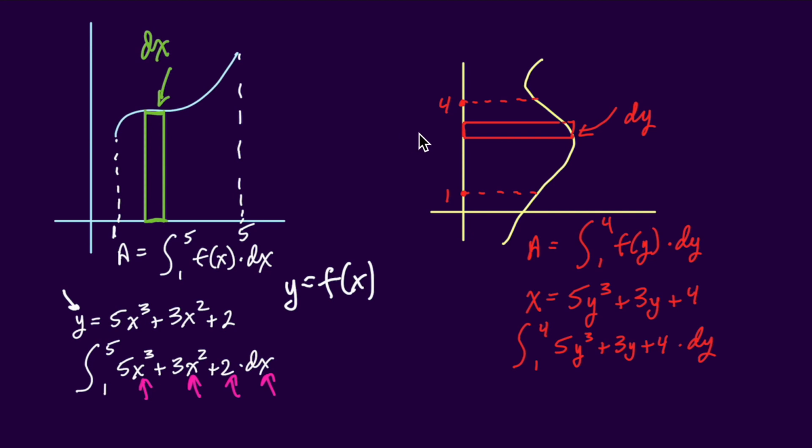In this video, we're going to talk about how to integrate with horizontal rectangles that involve a width of dy and a length, if you will, of f of y. So in these particular problems, we're going to have x equal to f of y. We're going to solve for x. Here we solve for y. Here we solve for x. We're going to have all y's in our integral, and we're going to match that with the dy.